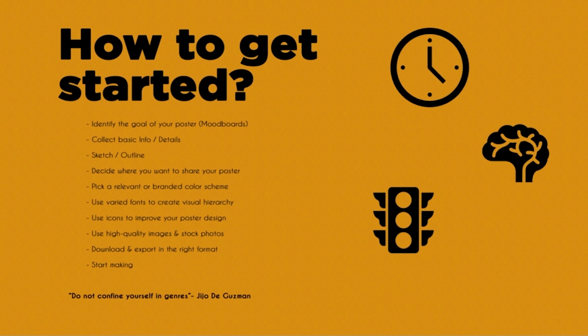So it's important to really pick relevant and also beautiful colors that match your content and your output. Use varied fonts to create visual hierarchy. There are very wide options when it comes to fonts. You can just download them on the internet or you can create your own.